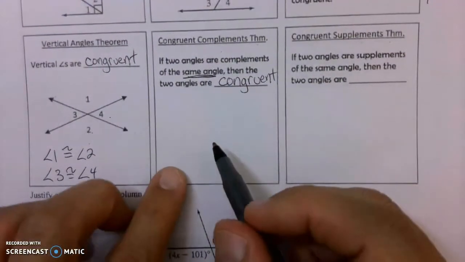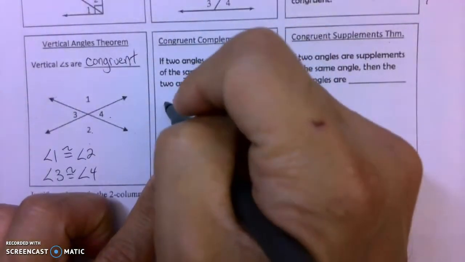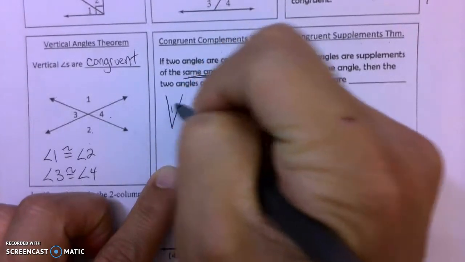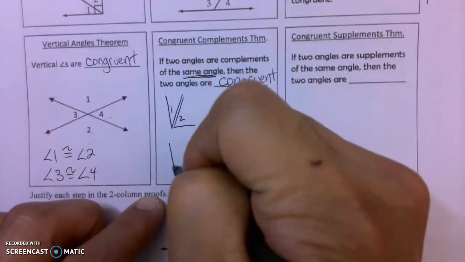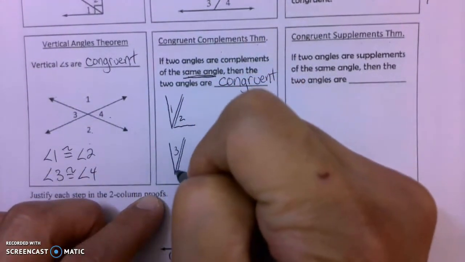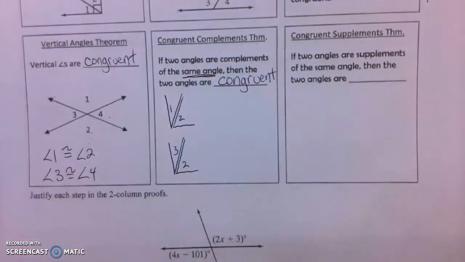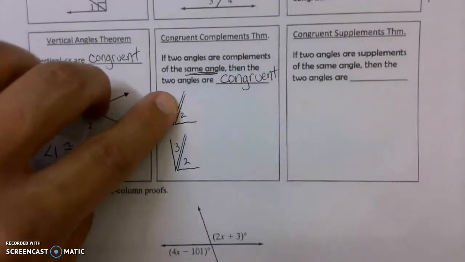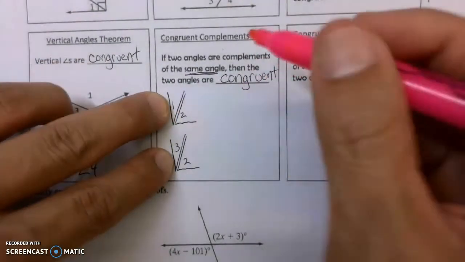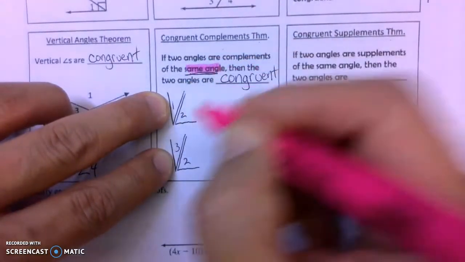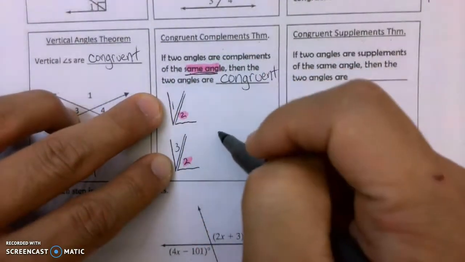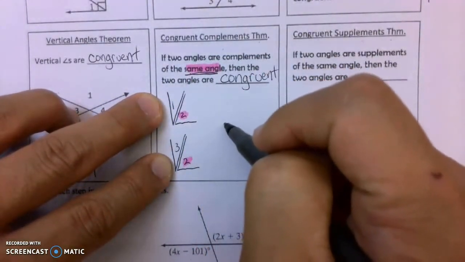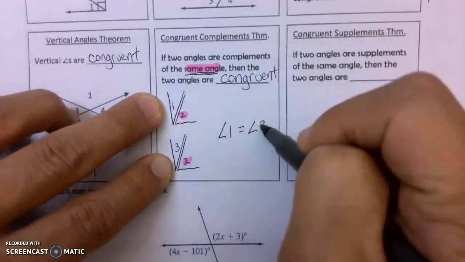Let's try to demonstrate this with pictures here. I'm going to first start off with a complementary angle here. I'll say angle 1 and angle 2 here, and also angle 3 and angle 2 here. So let's now reread this. If two angles, like angle 1 and angle 3, are complementary to the same angle, in this case angle 2, then those two angles are congruent. So then angle 1 is equal to angle 3. All right?